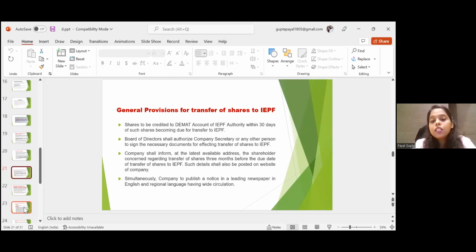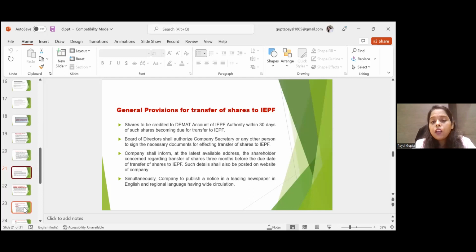मतलब 7 साल जहां से कंप्लीट होता है 30 दिन के अंदर अपने को IEPF अकाउंट में ट्रांसफर करना पड़ेगा. डीमैट अकाउंट है IEPF का जो कि गवर्नमेंट अथॉरिटी के साथ है, उसमें अपने को सारा शेयर्स जो कि अनपेड और अनक्लेम्ड है उसे देना पड़ेगा. बोर्ड ऑफ डायरेक्टर्स, there are two concepts.